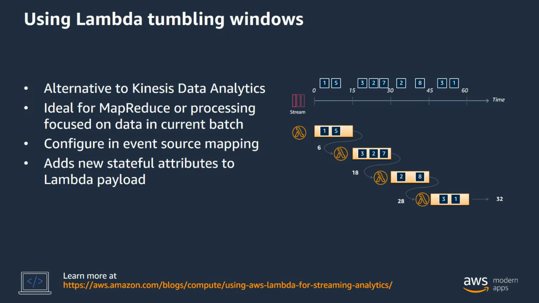When you apply a tumbling window to a stream, items in the stream are grouped by window and sent to the processing Lambda function. The function returns a state value that is passed to the next tumbling window. In the diagram shown, a stream has 4 windows over 60 minutes. The first window contains items 1 and 5. The function sums these and returns the value 6. The sum result is passed to the second tumbling window, which adds 3, 2, and 7. That brings the total to 18, and that's passed to the third window, and so on.